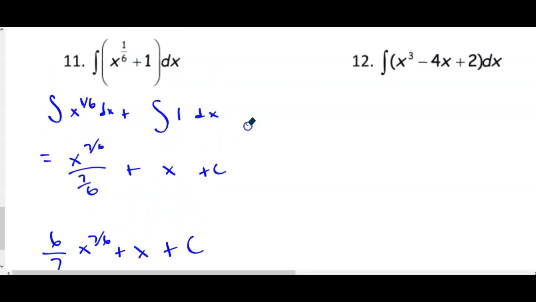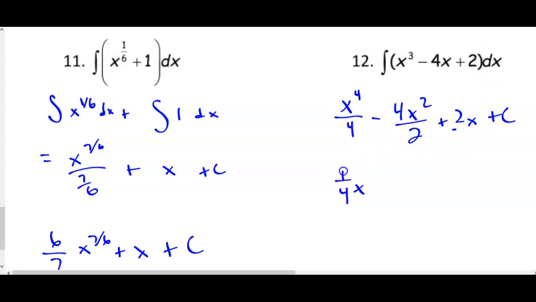All right, right here, we got 3x. Oh, I'm sorry, I'm integrating. x to the fourth divided by 4 minus 4x squared divided by 2 plus 2x, and it's divided by 1 because you just add an x, right? Plus c. So anyway, you get 1/4 x to the fourth minus 2x squared plus 2x plus c.